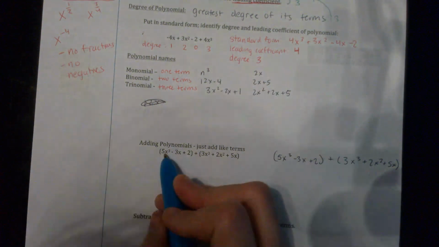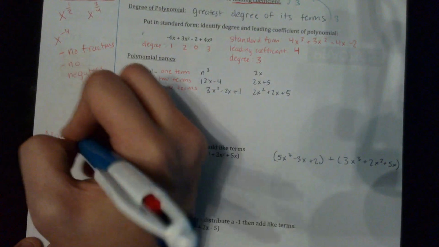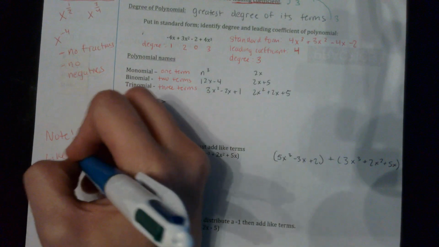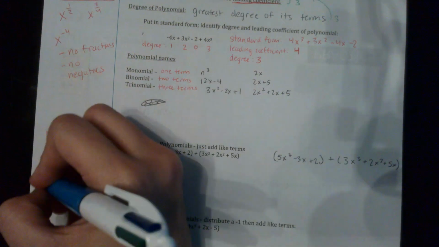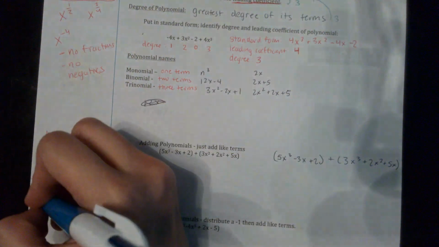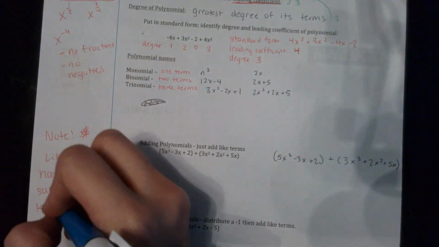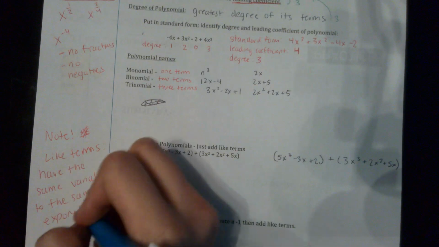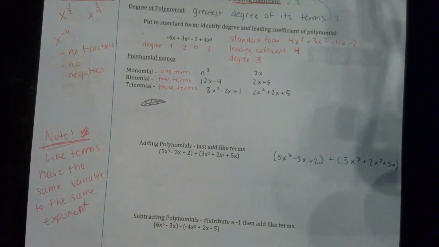So this one, right, we need to add like terms. And let's do a note over here, right? Big star. Like terms have the same variable to the same exponent. So this is really important, right?